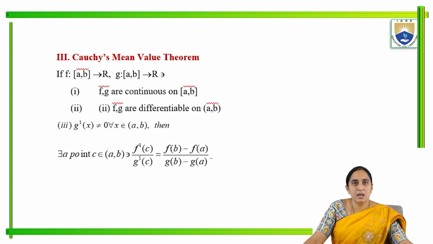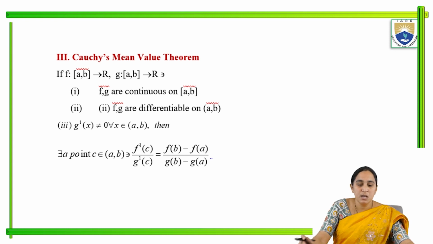If f and g map the closed interval [a, b] to R, then what about the conditions for Cauchy's mean value theorem? Here we are assuming two functions, f and g. First, f and g are continuous on the closed interval [a, b], and second, f and g are differentiable on the open interval (a, b). Again, the two conditions are satisfied. And the third one for Cauchy's theorem is g'(x) is not equal to 0 for all x in (a, b).